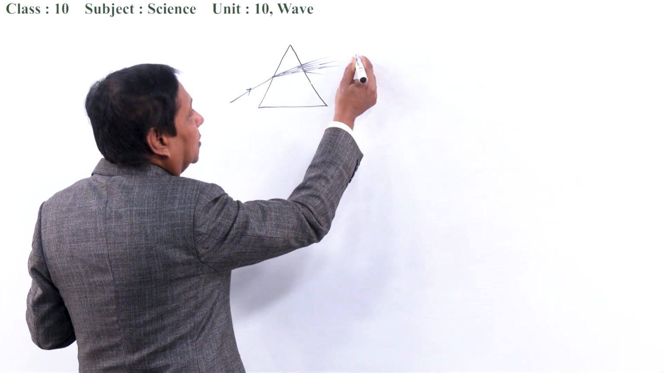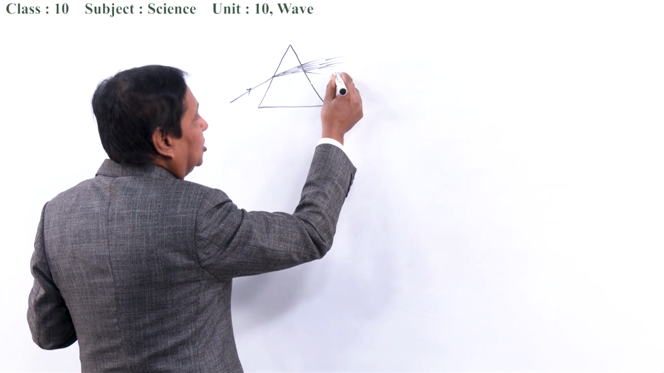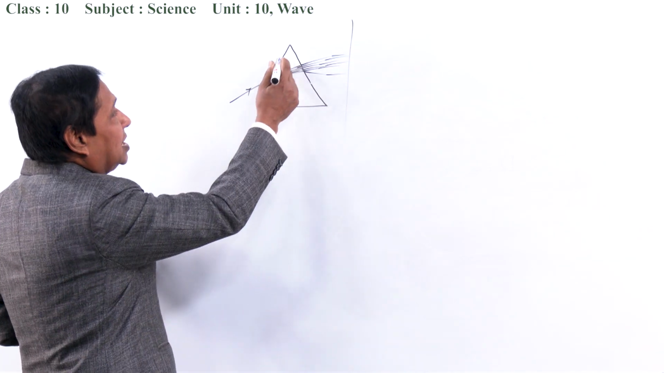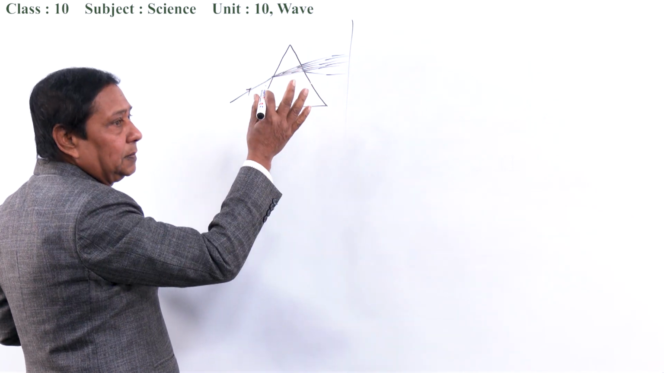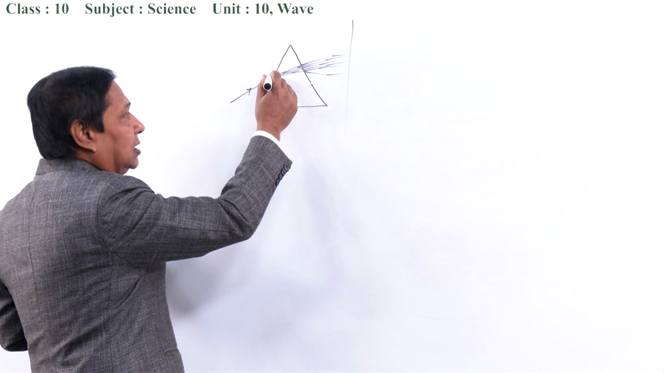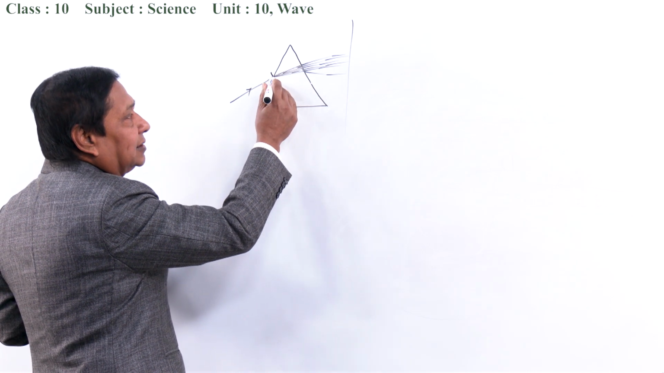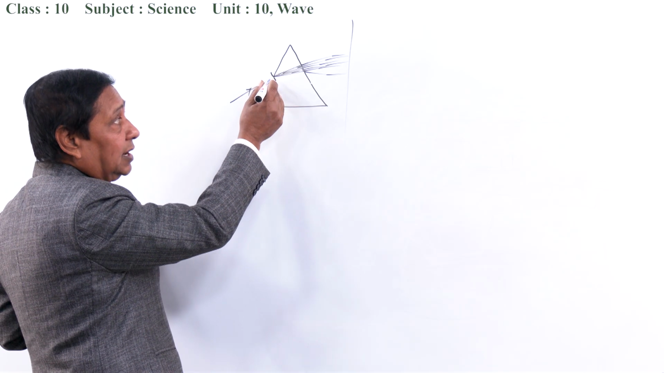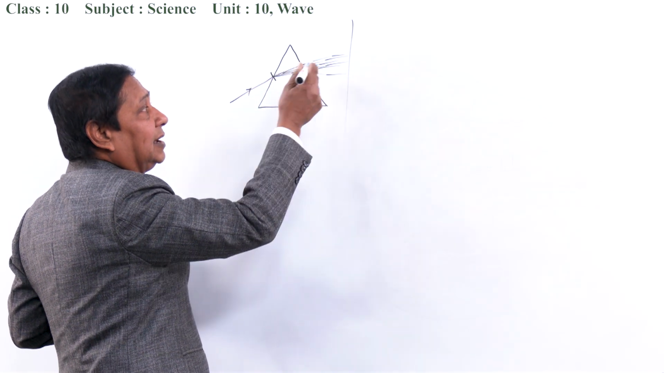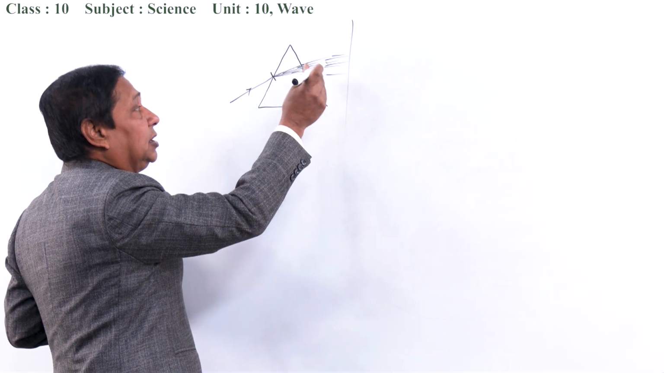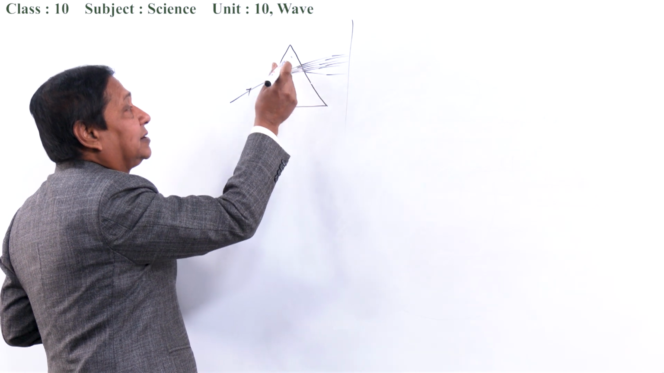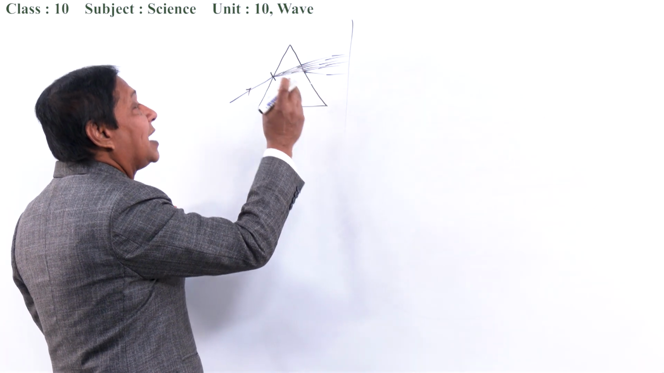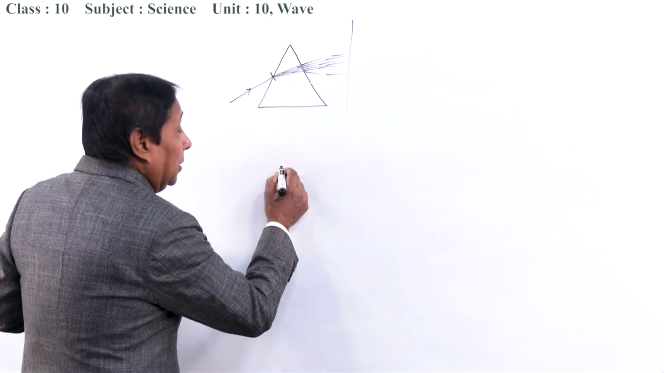This way dispersion takes place, which can be understood nicely if we take a prism. These two surfaces are not parallel to each other. This is the normal, and light bends towards the normal at this surface. When it comes out from the glass, light is traveling from denser to rarer medium, that's why all these light rays bend away from the normal. These two surfaces are not parallel, that's why dispersion occurs here.